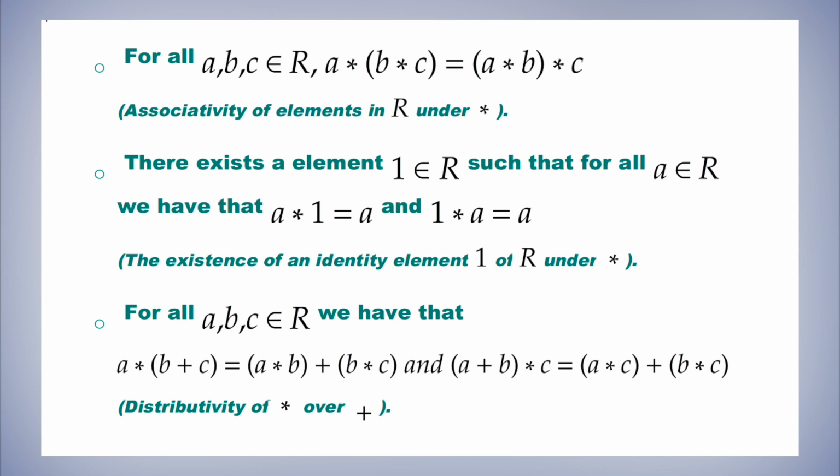There exists an element 1 in R such that for all a in R, we have that a * 1 is equal to a and 1 * a is equal to a: the existence of an identity element 1 of R under star. For all a, b, c in R, we have that a * (b + c) is equal to (a * b) + (a * c) and (a + b) * c is equal to (a * c) + (b * c): distributivity of star over plus.